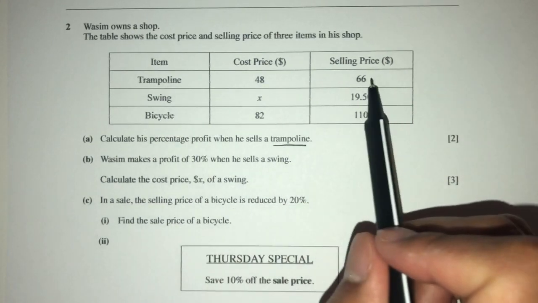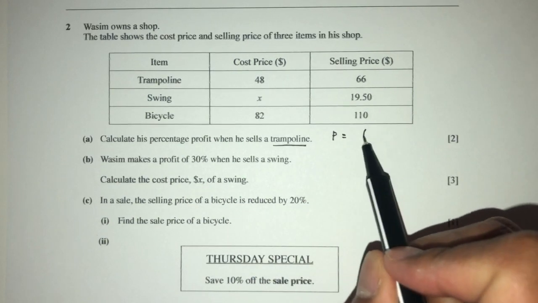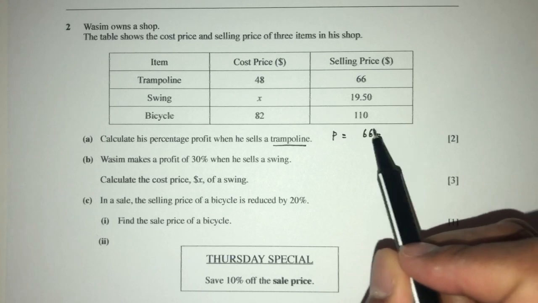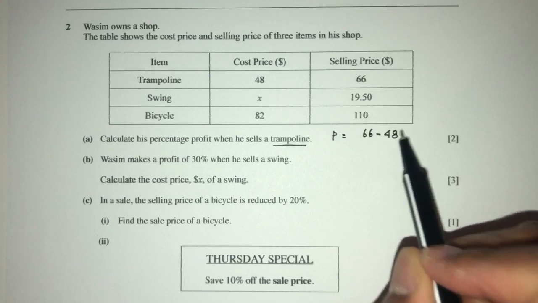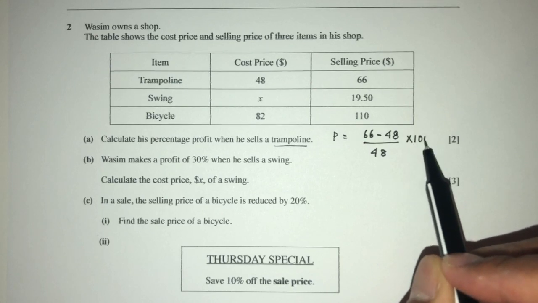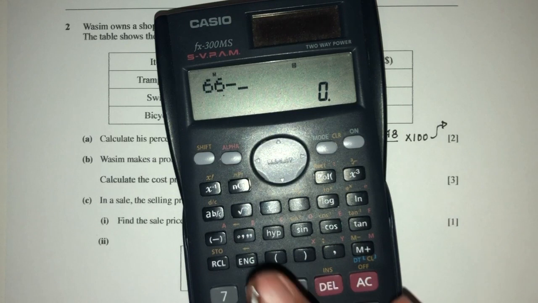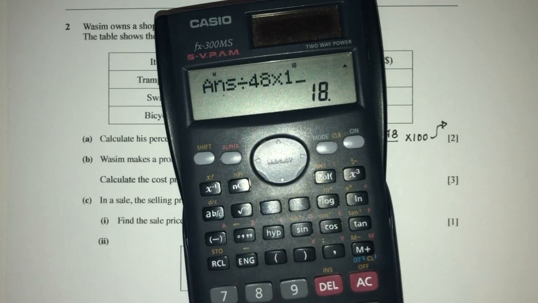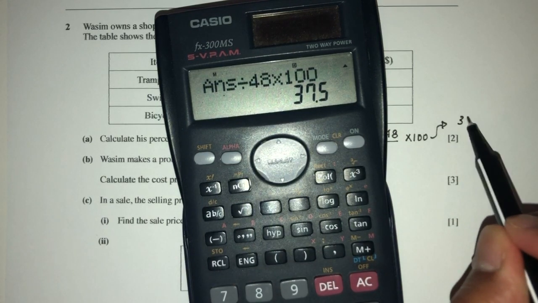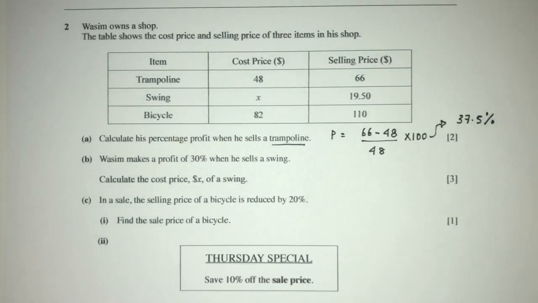So for the trampoline here, we have the selling price and the cost, so profit will be the selling price minus the cost, divided by the cost, times 100 to find the percentage profit. 66 minus 48, divided by 48, times 100, that should give you 37.5% for the percentage profit.